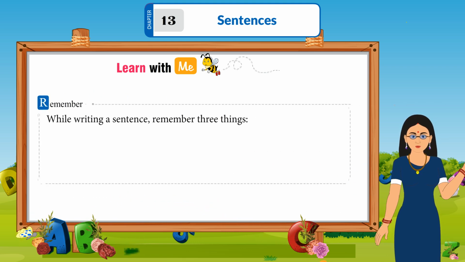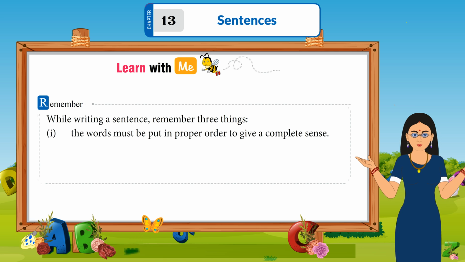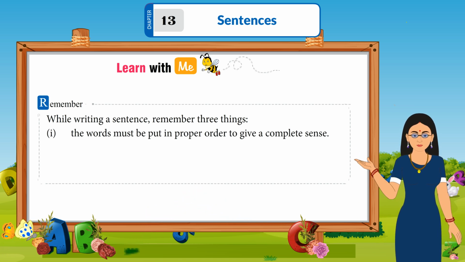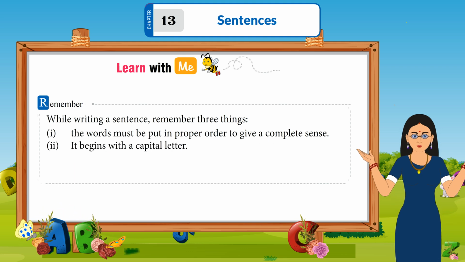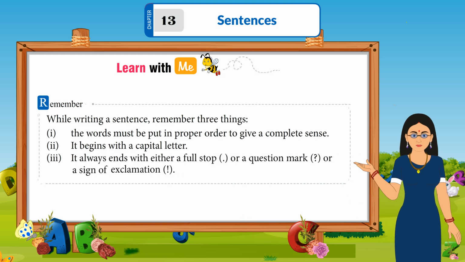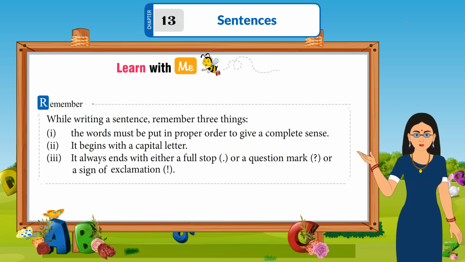Remember, while writing a sentence, remember 3 things. 1. The words must be put in proper order to give a complete sense. 2. It begins with a capital letter. 3. It always ends with either a full stop, a question mark, or a sign of exclamation.